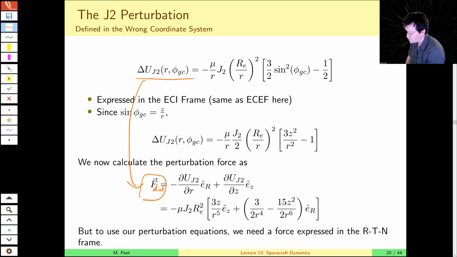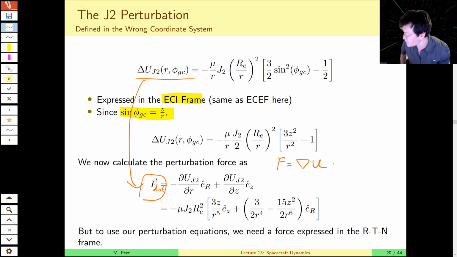Well, okay. So first of all, we're going to simplify this expression a little bit. So we'll plug in here for latitude in terms of coordinates which are slightly more convenient, specifically the z coordinate in ECI coordinates. We're going to try and express this in the ECI frame, and then we'll take its gradient. So F equals gradient of U. And that's what we're getting right here.